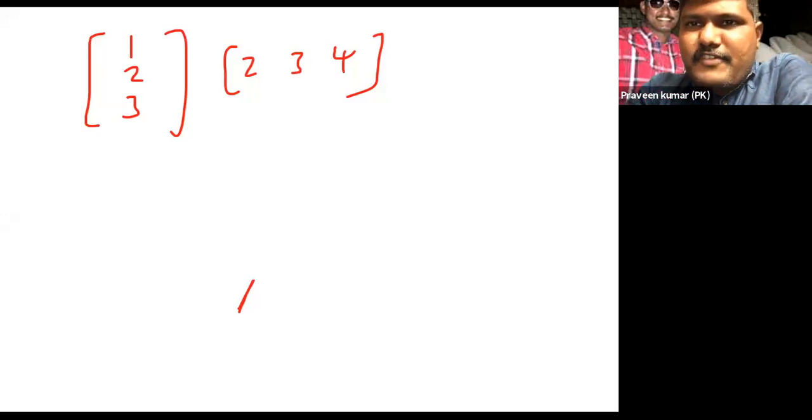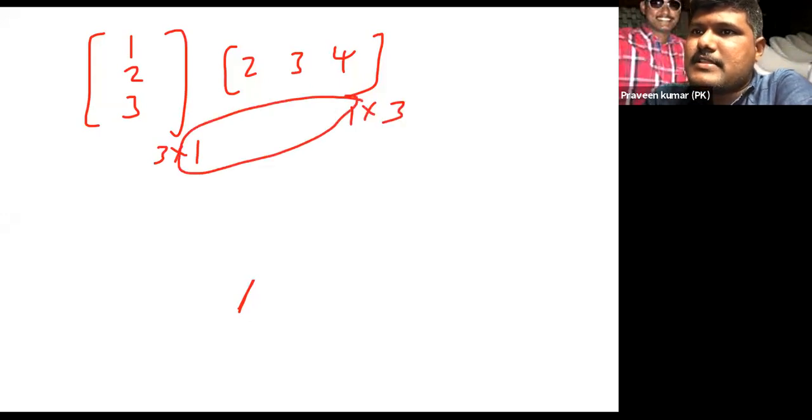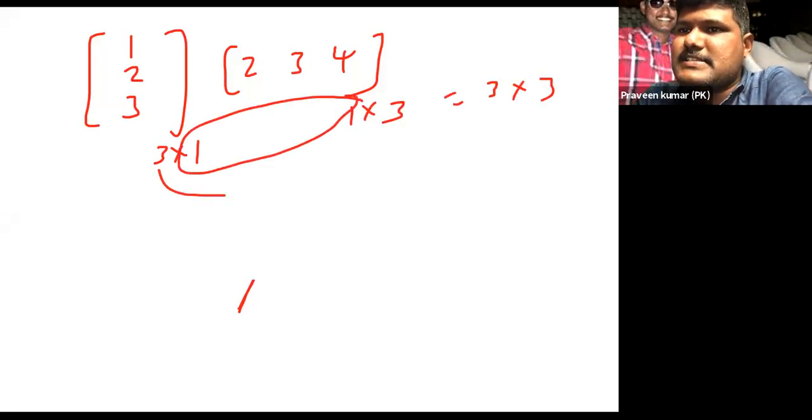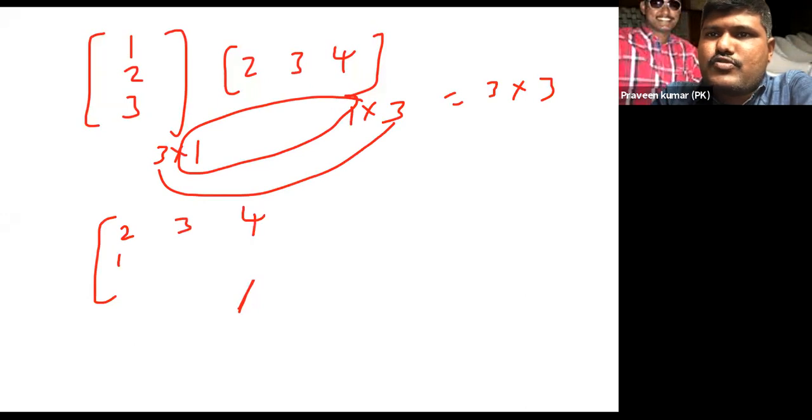Correct. Before doing this type of question, you see the order. This is 3 × 1. This is 1 × 3. If you multiply, what will you get? 3 × 3 order. This is the resultant matrix order. Now to multiply: 1 2s are 2, 1 3s are 3, 1 4s are 4, 2 2s are 4, 2 3s are 6, 2 4s are 8, 3 2s are 6, 3 3s are 9, 3 4s are 12.